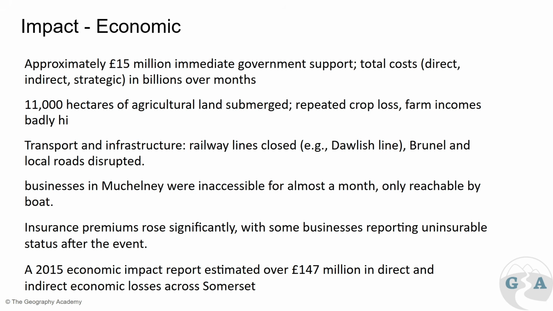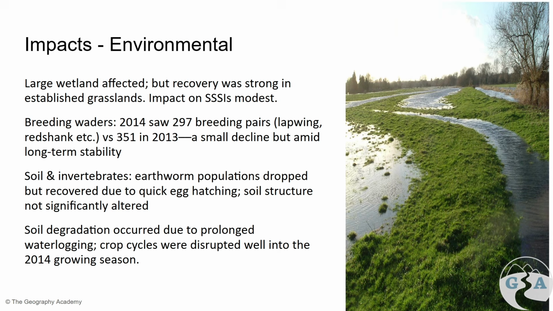The size of the agricultural land that was submerged then is there as 11,000 hectares. So transport and infrastructure, the railway line then and the roads disrupted, and then access reduced to multiple places. And as expected, the insurance premiums rose for all those people. So their cost of living from now on is going to be much more expensive, even with the repairs and everything done. So the overall estimate then, 147 million in direct and indirect costs from Somerset, is very, very high overall.